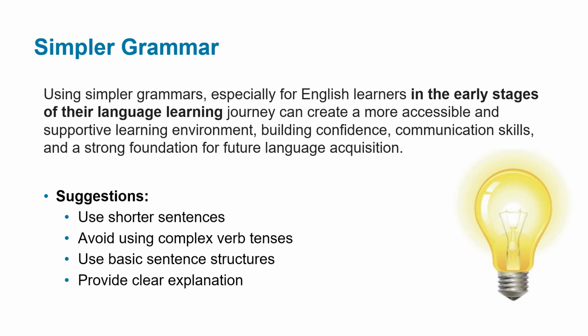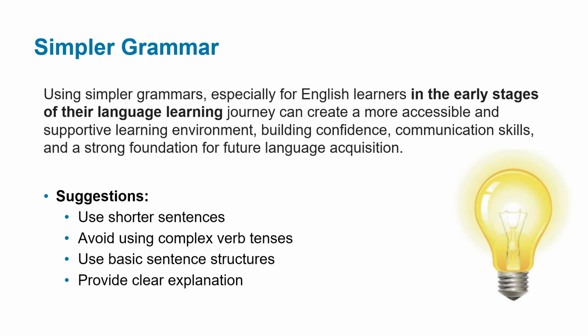First, use shorter sentences. Breaking down complex ideas into shorter sentences helps students understand the structure and meaning more easily. Second, avoid using complex verb tenses. Stick to simpler verb tenses like present simple or past simple rather than using more advanced tenses like present perfect or future continuous. Third, use basic sentence structures. Stick to subject, verb, object sentence structures to make it easier for students to follow along.